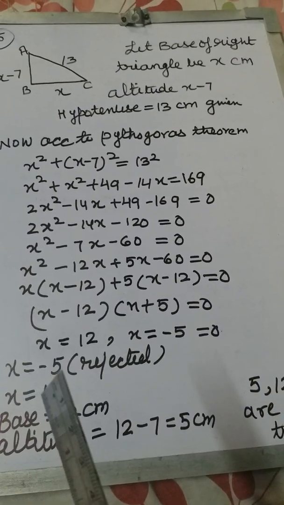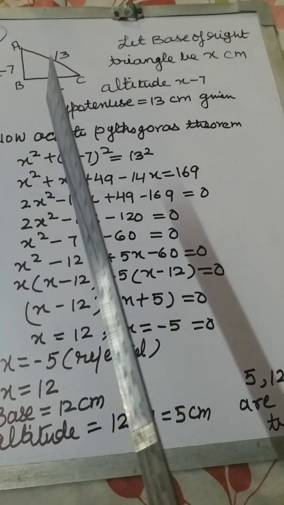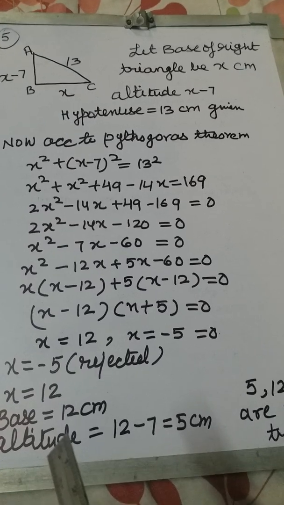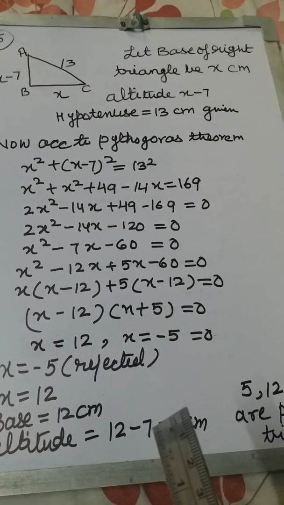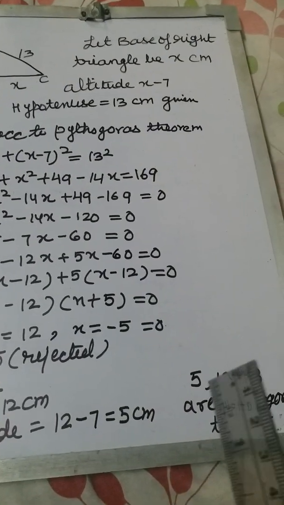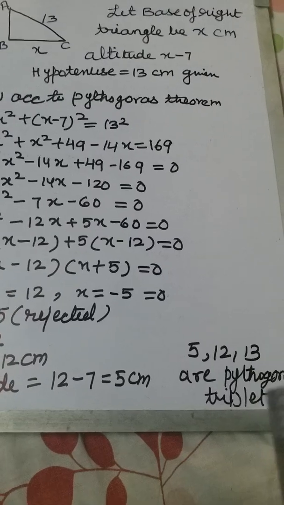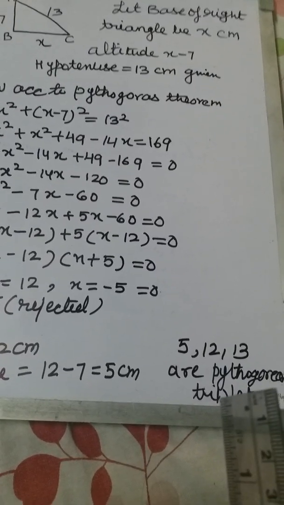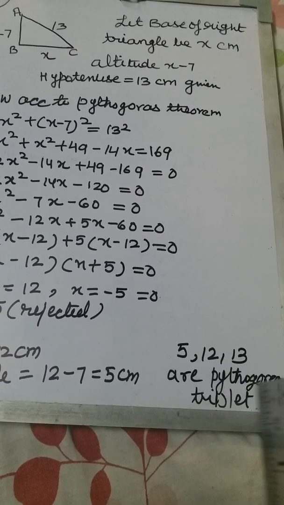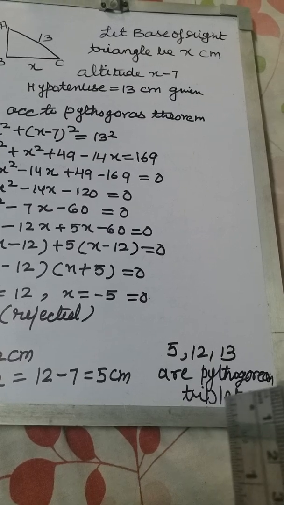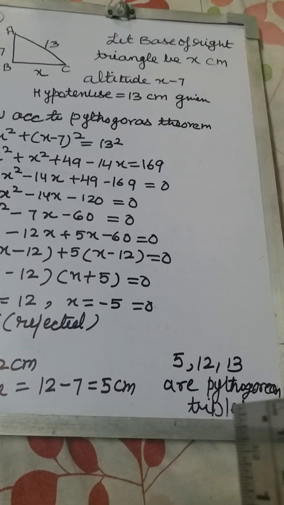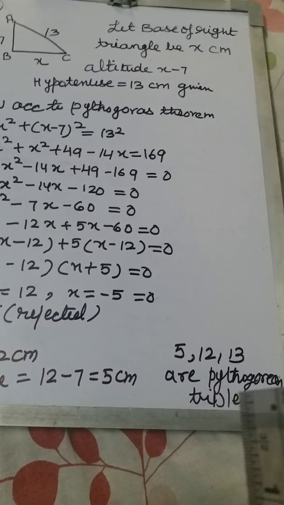x equal to 12 will be considered, and x we have taken as base, so base has come 12 centimeter, and altitude is 7 centimeter less than its base. So 12 minus 7 is equal to 5. You must have noticed these three numbers 5, 12 and 13 are a special type of numbers. These are called a Pythagorean triplet, and 5, 12, 13 are going to make a triangle by this dimension. When we make a triangle, it will always be a right angle triangle.